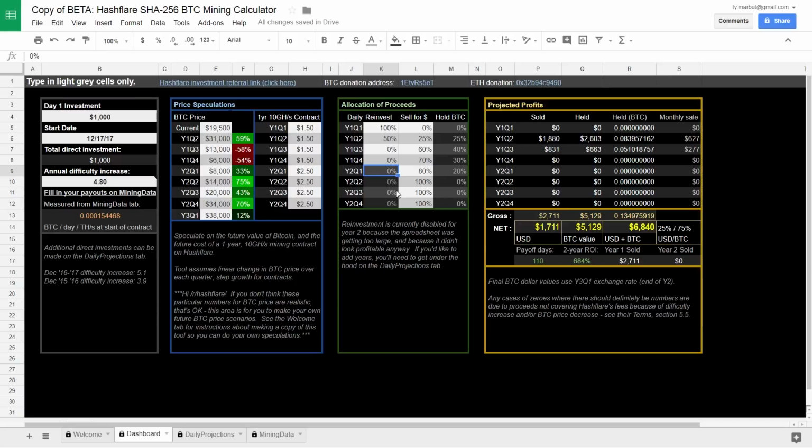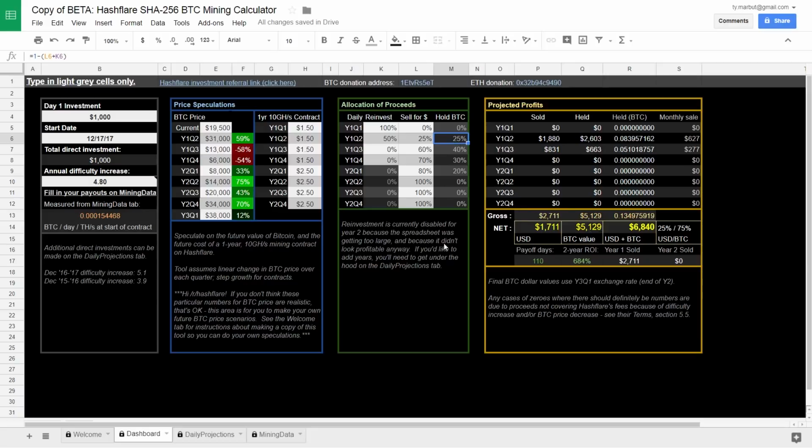If you want to get under the hood and extend this spreadsheet, that's totally doable. And contact me because I'd be happy to help with that. But right now that just was a pain. And also I just didn't think it was going to be that profitable after having messed with these numbers quite a bit. So hopefully this is obvious. Like here we're reinvesting 100%, selling none, holding none. Here we're reinvesting 50% of our proceeds into the Hashflare mining operation. We're selling off 25% of our proceeds, which is equal to $1,880, and we're holding in Bitcoin 25% of our proceeds as well.